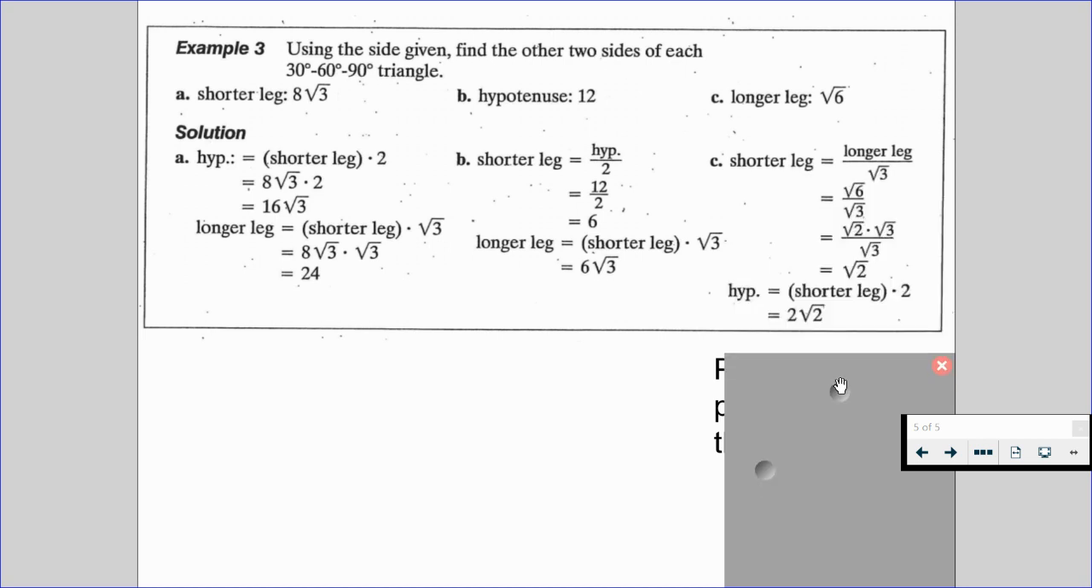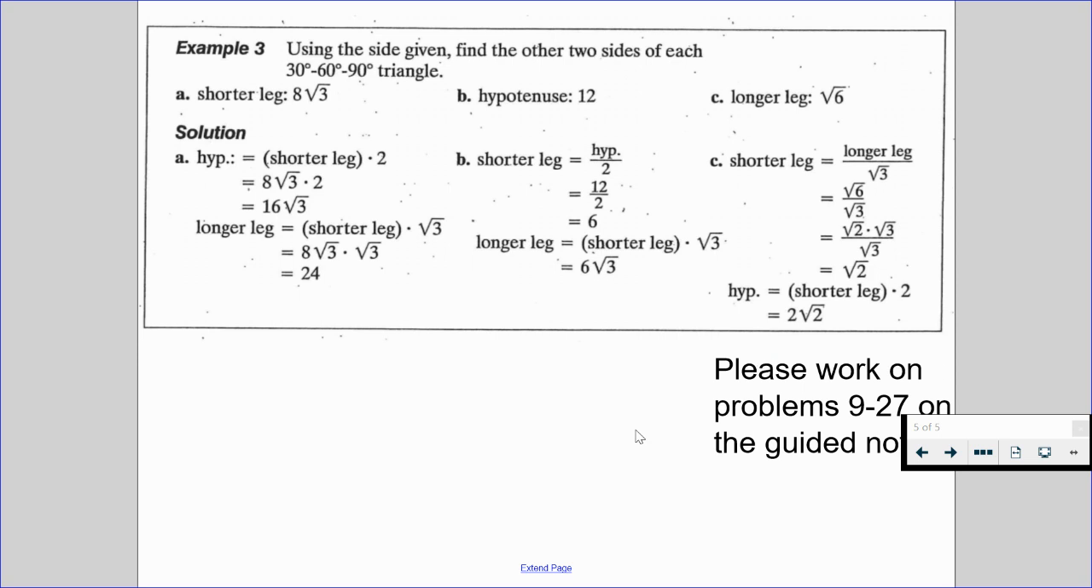And lastly, the shorter leg we know is the longer leg divided by root 3. Our longer leg is root 6, so root 6 divided by root 3 cancels out, and we get root 2. The hypotenuse is going to be equal to the shorter leg times 2, so 2 root 2. With this in mind, please work on problems 9 through 27 on the guided notes.